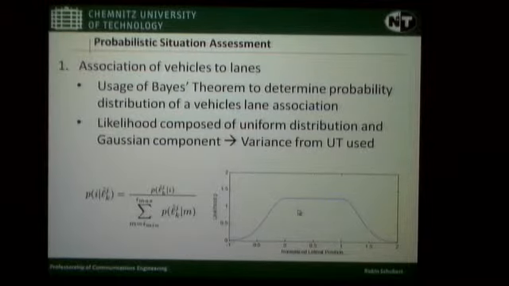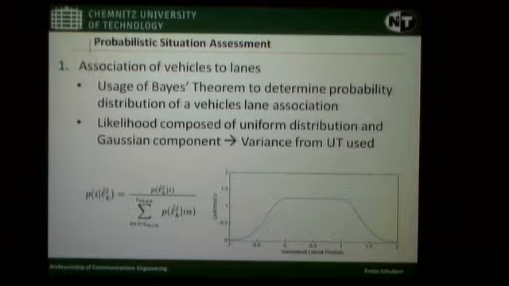We construct a likelihood function which is composed of a uniform distribution and Gaussian components here on the left and on the right. So for example, if we assume that the vehicle is in the ego lane, then we would probably assume an equal likelihood between the values 0 and 1 for this normalized lateral position. And we would here have on the borders a Gaussian component. And the width of this Gaussian component directly depends on the variance that we get from the unscented transform.